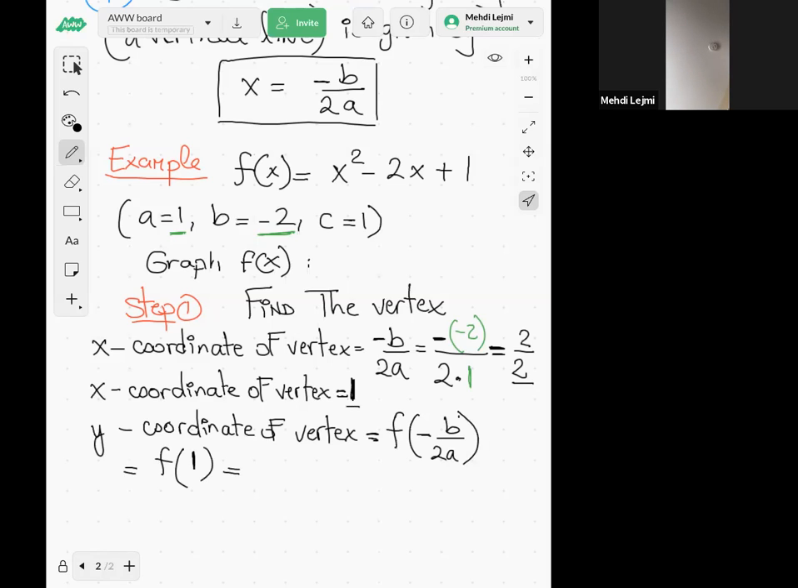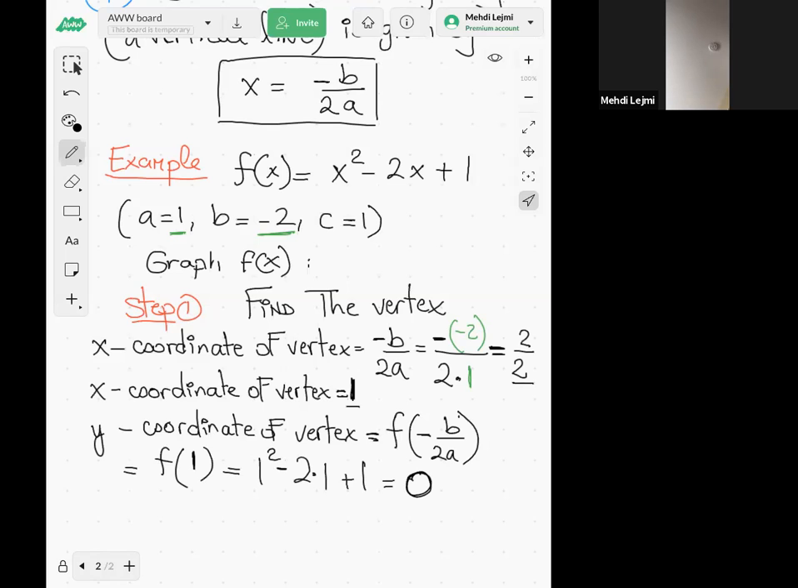And if you compute f of 1, where f of x is x squared minus 2x plus 1, that will be 1 squared minus 2 times 1 plus 1. So that will be 1 minus 2, negative 1, plus 1, that will be 0. So that's the y coordinate of the vertex.